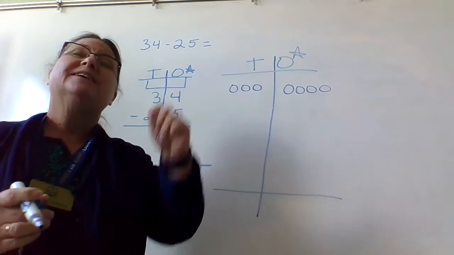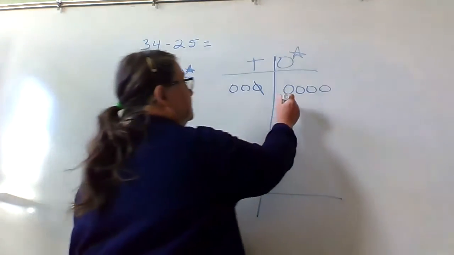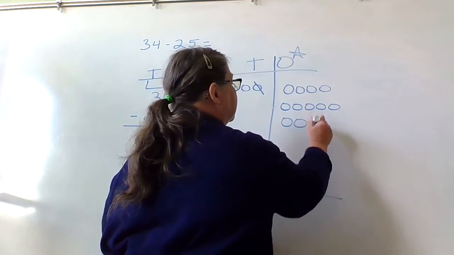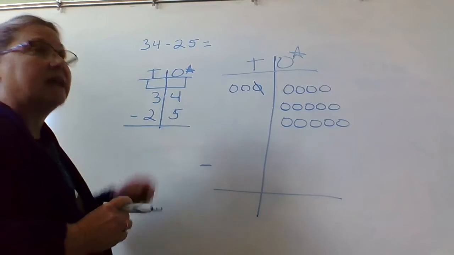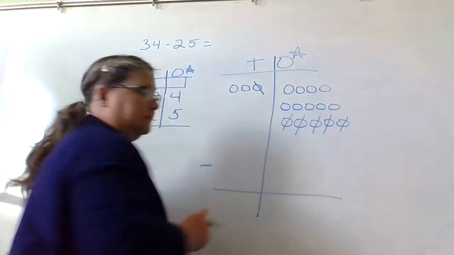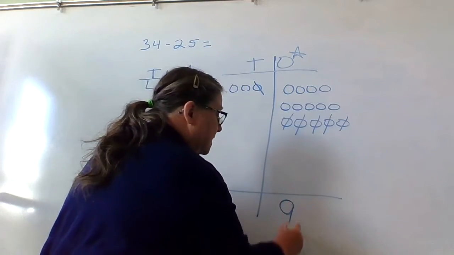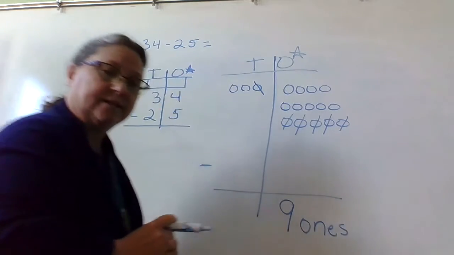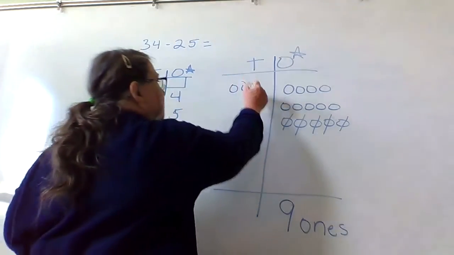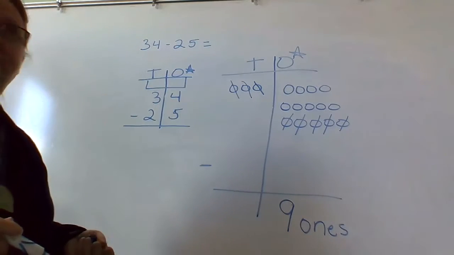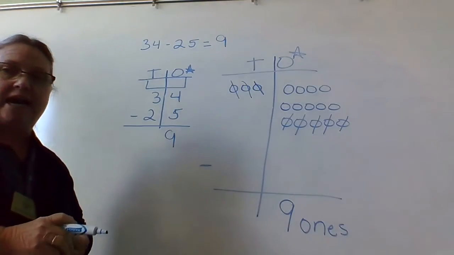That means I have to get some more ones from the tens. So, I know 1 ten is 10 ones. 1, 2, 3, 4, 5, 6, 7, 8, 9, 10. Now I can take 5. Now I can cross off 5. 1, 2, 3, 4, 5. Let's count what's left. 1, 2, 3, 4, 5, 6, 7, 8, 9. I have 9 ones. Let's look here at my tens. How many tens do I have? I have 2. I have to cross off 2 tens. 1, 2. Do I have any tens left? Sure don't. I only have 9 ones. So my answer is 9. Okay?